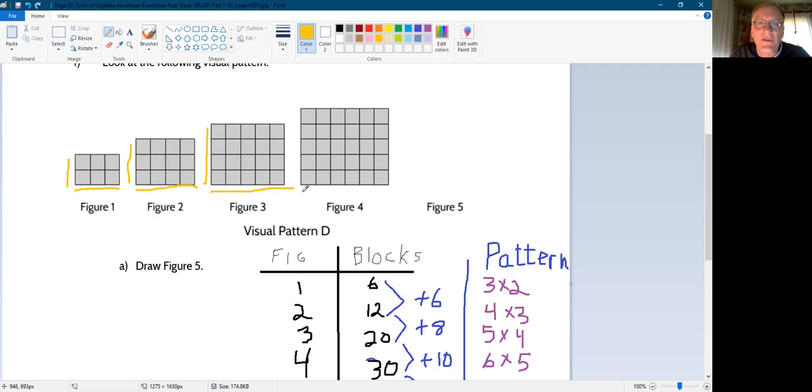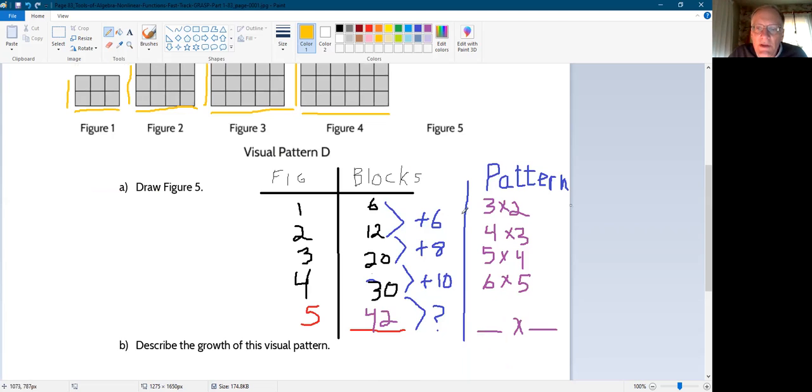So, okay, where are we? Figure 4. Now, can we guess how many are on the bottom? Well, we can count them. There's 6 on the bottom and 5 going up, the up and down way. So that's 30.